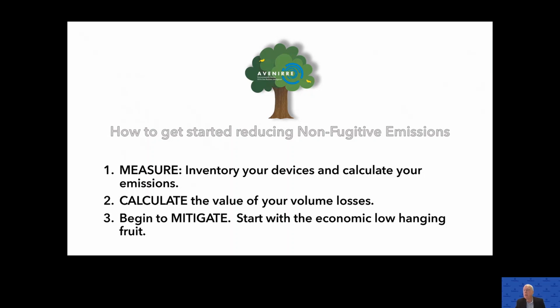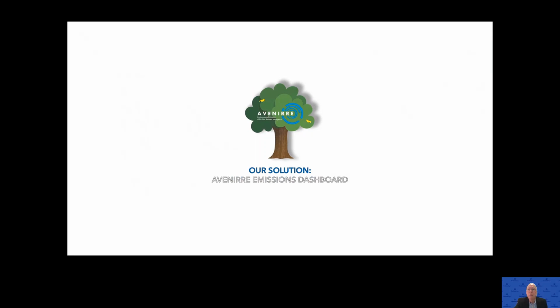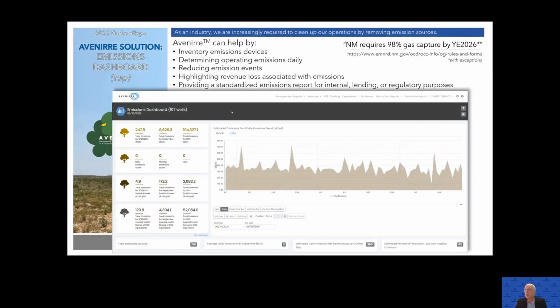You may find that you can increase revenue and economically mitigate some of those emissions for a small capital expenditure that will actually give you a good return on your investment, because selling that gas will increase your revenue. So, I'll say let's just start with the easy economic opportunities and then go from there. So what's our solution? Avenir has a dashboard that does the calculation and report generation work for you.